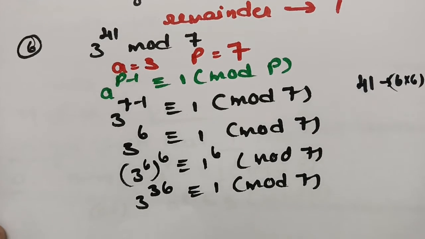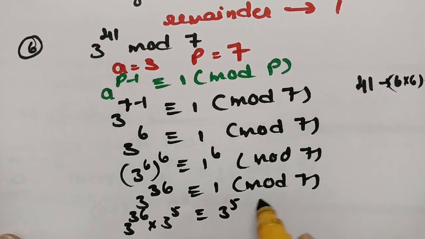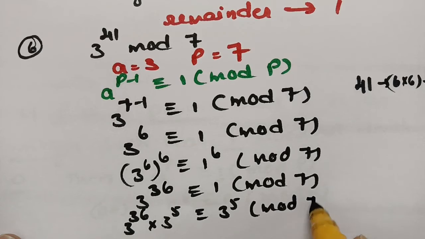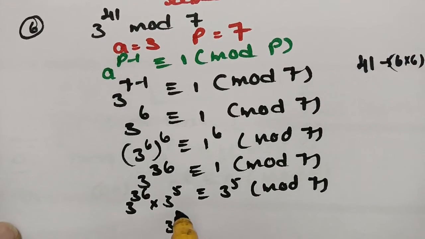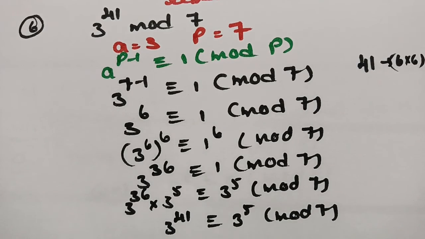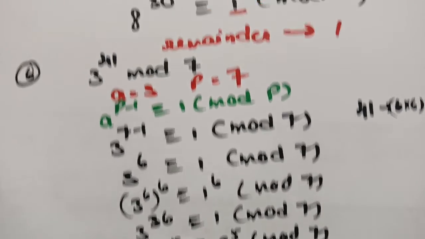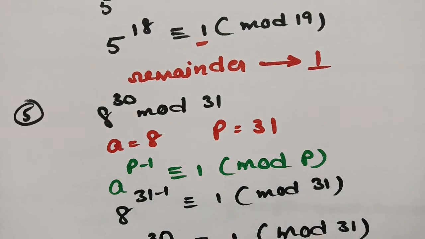Again I need 5 here, therefore 3 power 36 into 3 power 5, modulo 7. So 3 power 41 is congruent to 3 power 5 modulo 7. So when 3 power 41 is divided by 7, the remainder left is 3 power 5. And this is how we have to solve. This is also so simple if you follow Fermat's theorem.